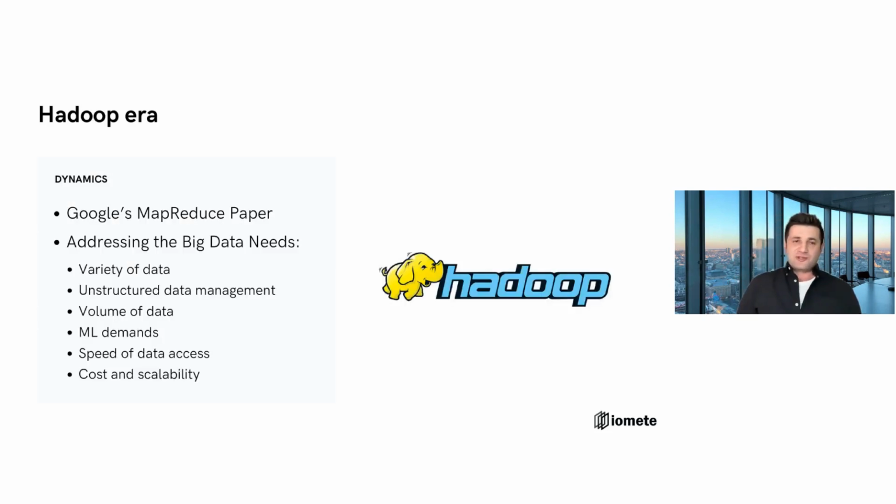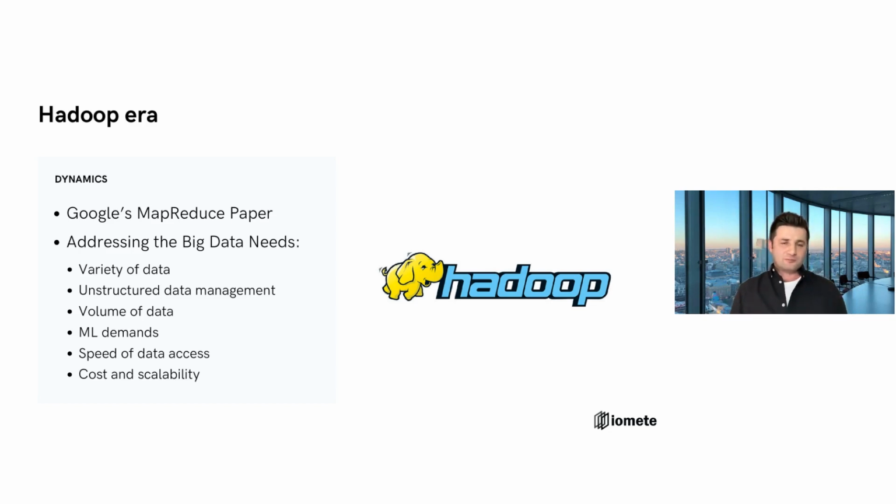This Hadoop era started with Google's MapReduce paper. Of course, Google had faced these big data challenges before any other company, because they were already dealing with lots of unstructured data and big data volumes. Let's talk about what are those things that made us invent this new architecture.